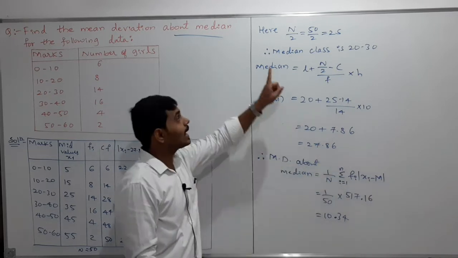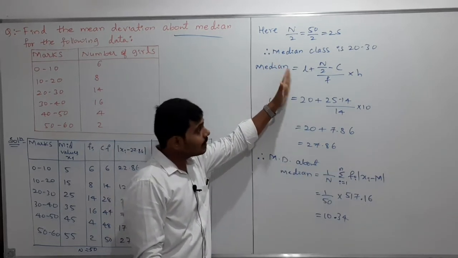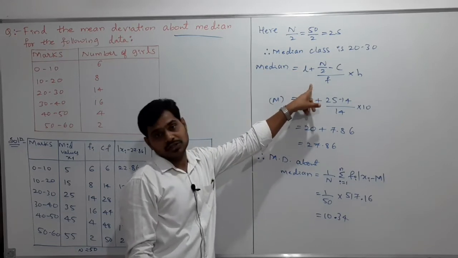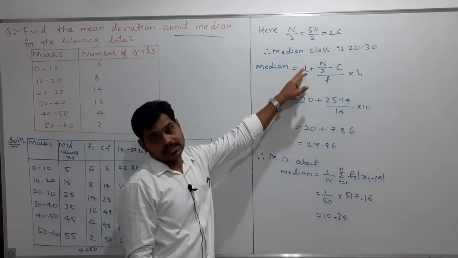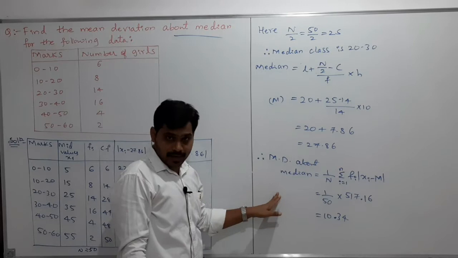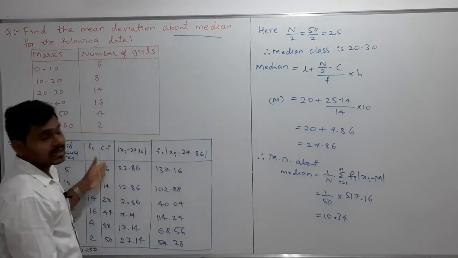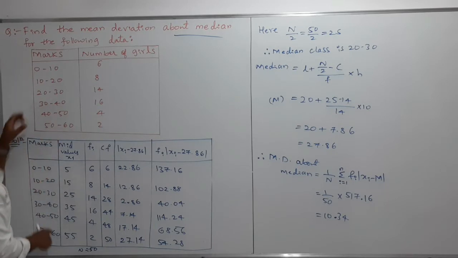We require M, the median. To calculate M, what should we require? All this information. To calculate all this information, first we should know the median class. Clear? So keeping all this in mind, we will frame this table. For that reason, first write the marks. Here it is 0 to 10, 10 to 20, like this the marks are there.